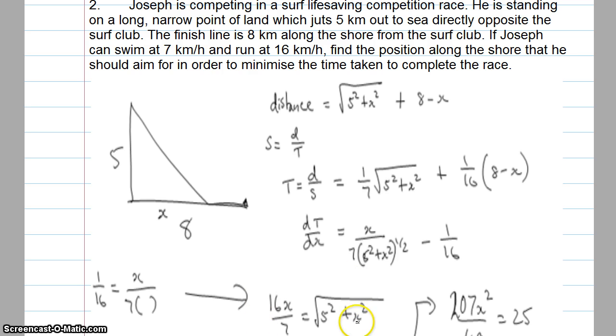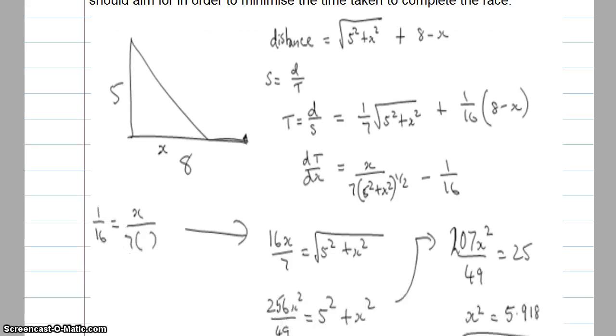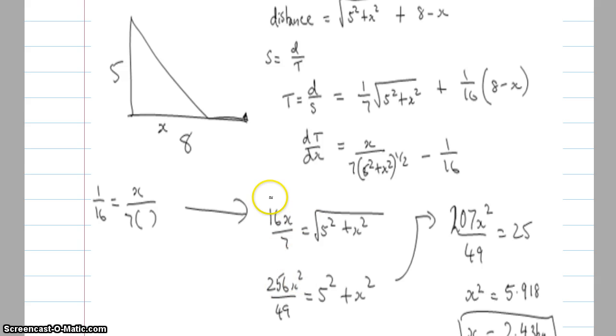Now I've got a problem because I've got a square root sign in there, and I want to get rid of that square root sign, and I can now because that's the only thing on the right hand side. So I'm going to square everything, and I end up getting 256, which is just 16 squared, x squared over 49 equals 5 squared plus x squared. And then I can just simply rearrange for x squared.